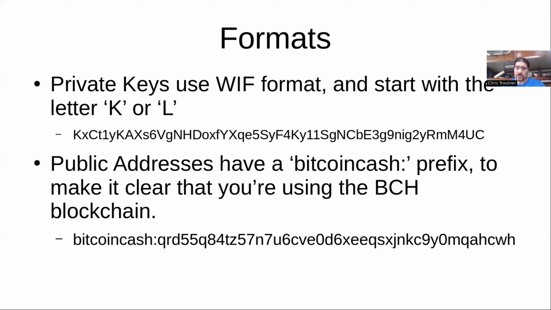In Bitcoin Cash, a public address has a bitcoincash prefix, and that makes it very clear that you're using the Bitcoin Cash blockchain. On BTC, legacy addresses will start with the number 1, and then there's Bech32 format, and then there's Taproot addresses. And so there's a lot of different formats. And so by putting this bitcoincash prefix, it makes it as obvious as possible to the user that they're using Bitcoin Cash and not BTC or some other Bitcoin fork.